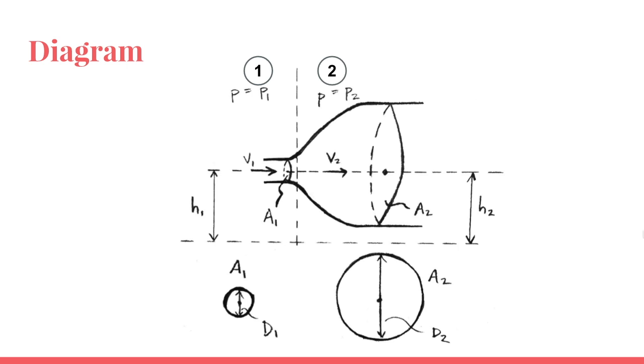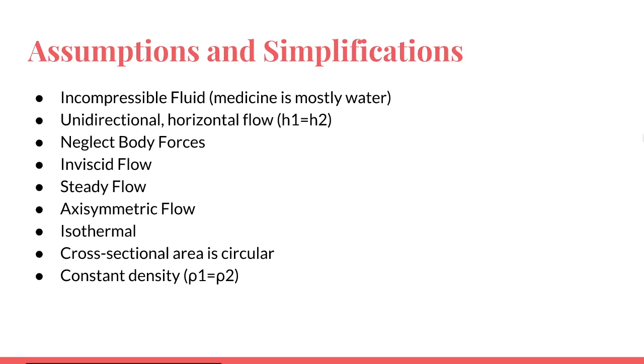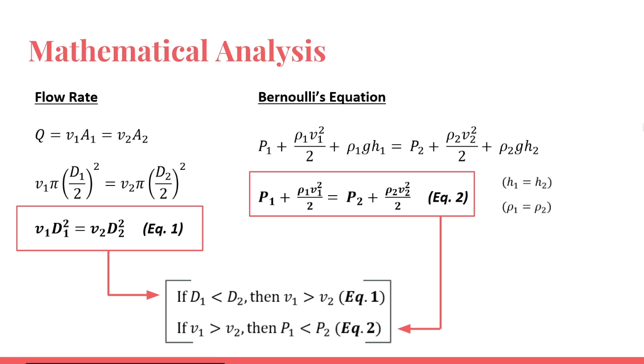Based on Bernoulli's principle and the Venturi effect, we would expect the constriction, or Region 1, to have a larger velocity, and therefore a lower pressure. We will explore this mathematically. In order to simplify the equations being utilized, a few assumptions can be made, including the cross-sectional area being circular and constant density. We can analytically make conclusions about velocity and pressure based on flow rate and Bernoulli's equation.